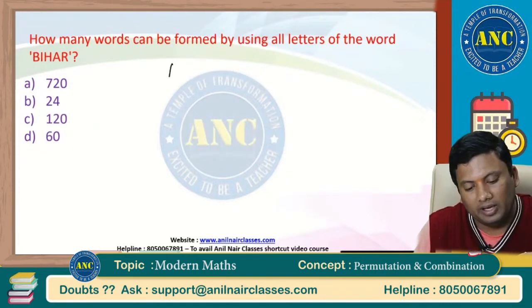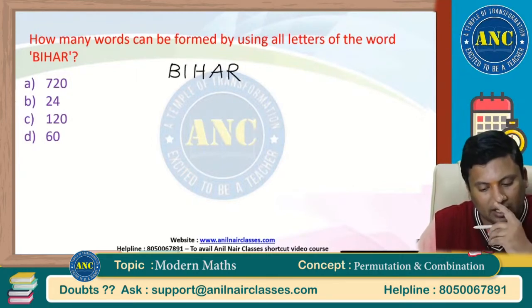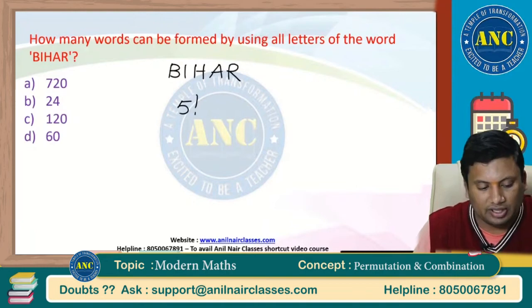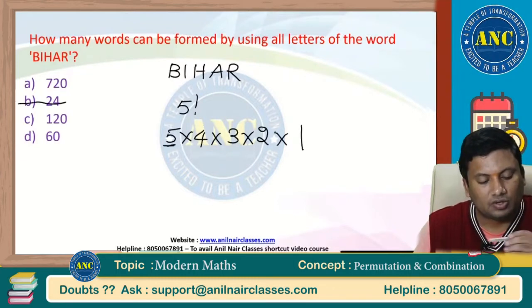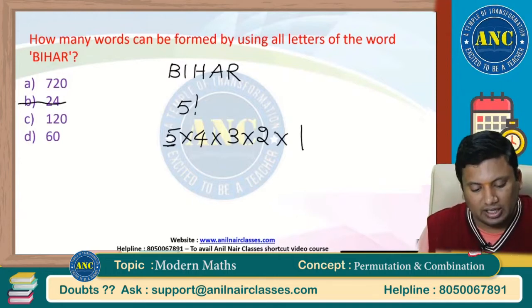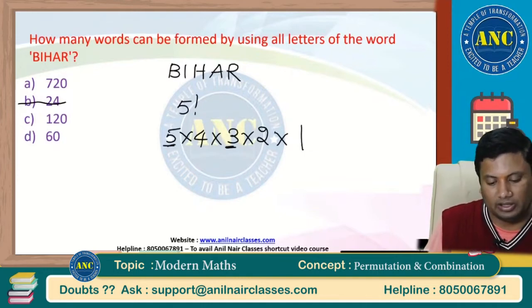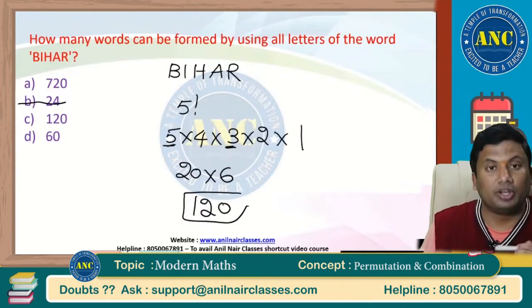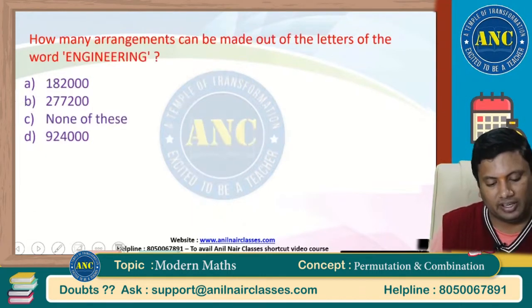Next one. In how many words can all the letters of the word Bihar be arranged? Bihar, 5 letters are there. 5 letters can be arranged in 5 factorial, which is nothing but 5 into 4 into 3 into 2 into 1. Answer is divisible by 5. 24 is eliminated. Answer is divisible by 3. Answer digital sum should be 3. So 20 into 6, which is nothing but 120. Larger numbers I would use divisibility rule and digital sum. These are smaller numbers, so it makes no difference whichever logic.